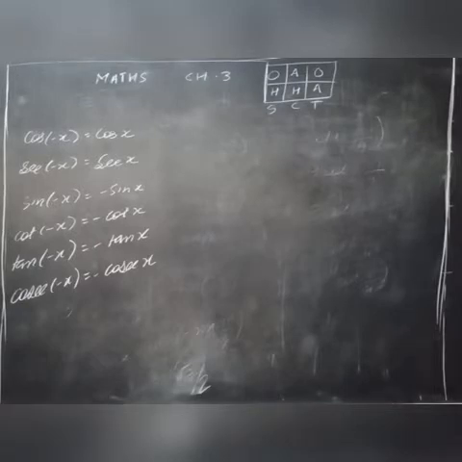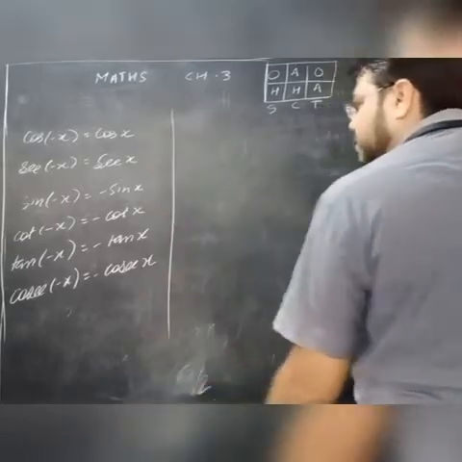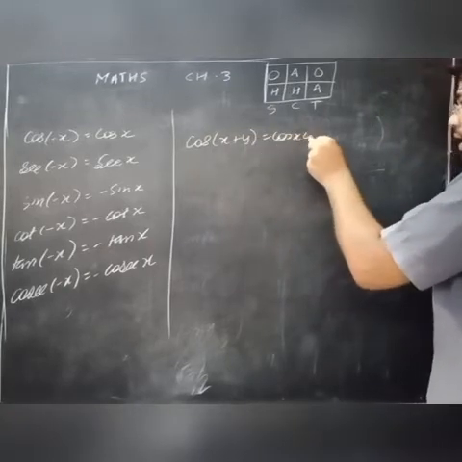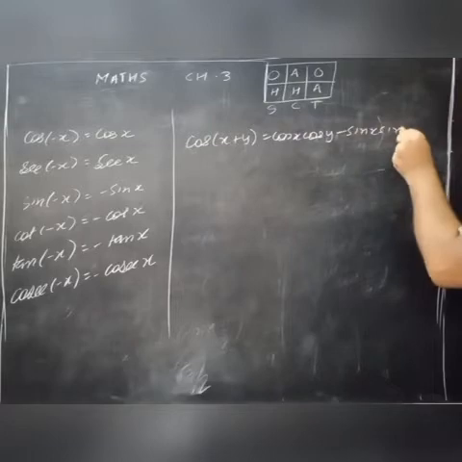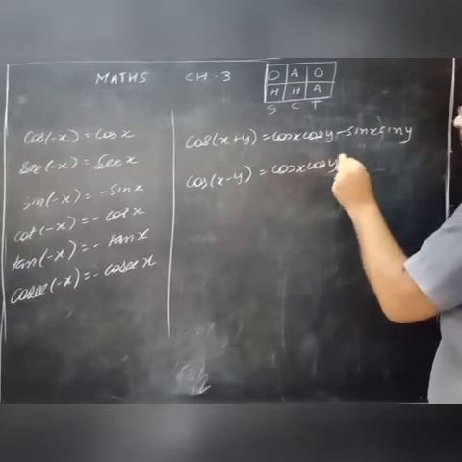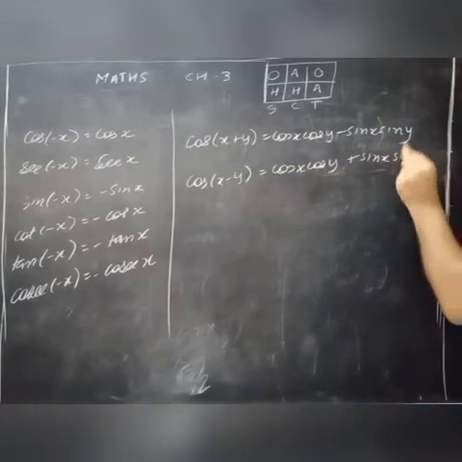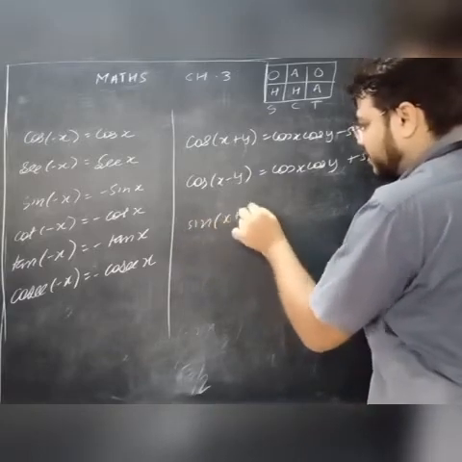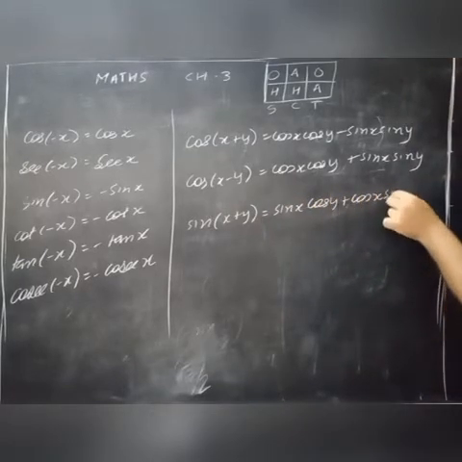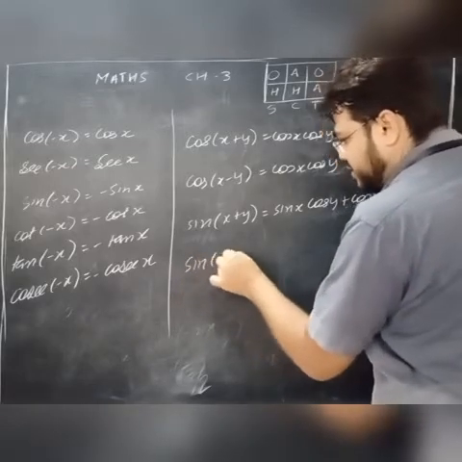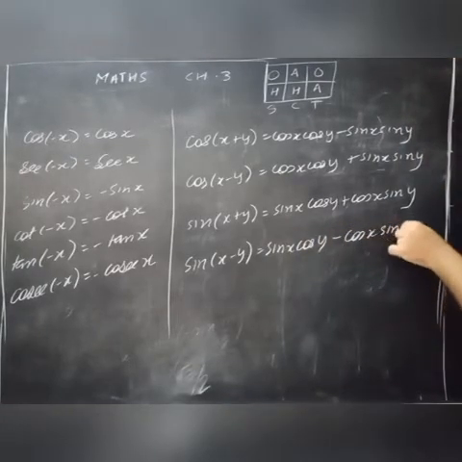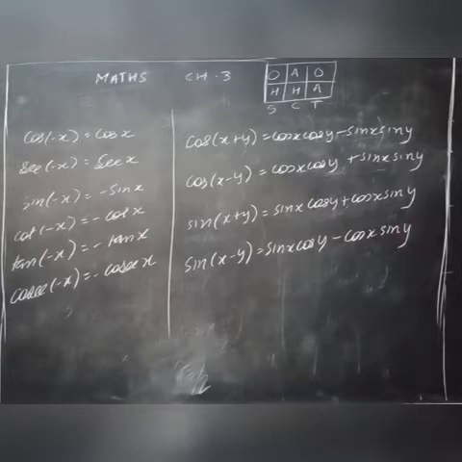Then let's try to understand or write the formulas for addition and subtraction. cos x plus y can be written as cos x cos y minus sin x sin y, whereas cos x minus y can be written as cos x cos y plus sin x sin y. Sin x plus y can be written as sin x cos y plus cos x sin y, whereas sin x minus y can be written as sin x cos y minus cos x sin y. We should note down these formulas in the notebook.